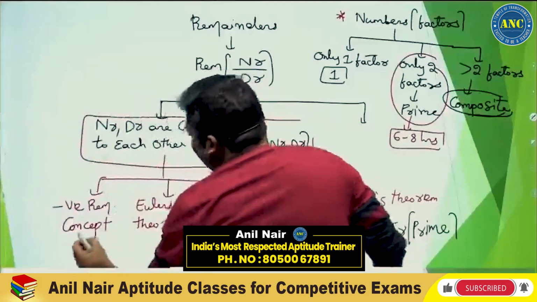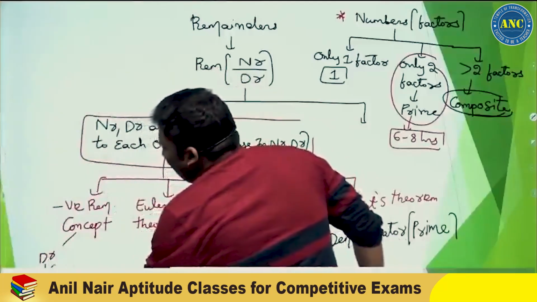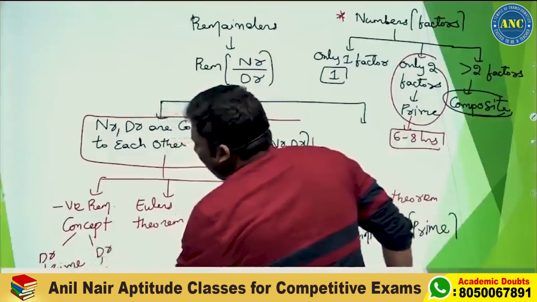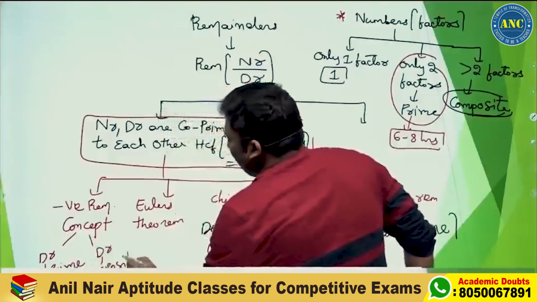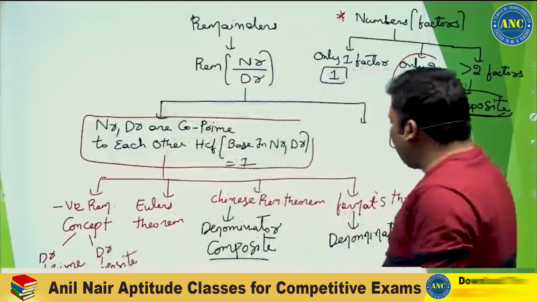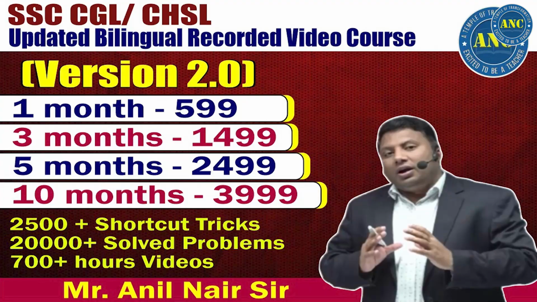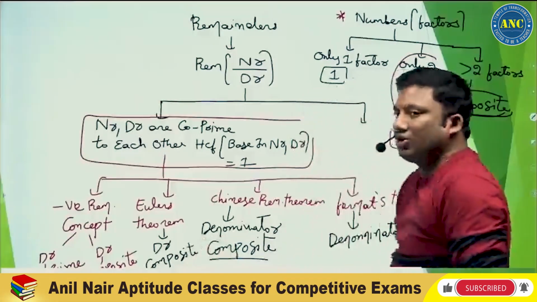Negative remainder is used when the denominator is either a prime number or a composite number. If the denominator is a composite number, I will use Euler's theorem also.